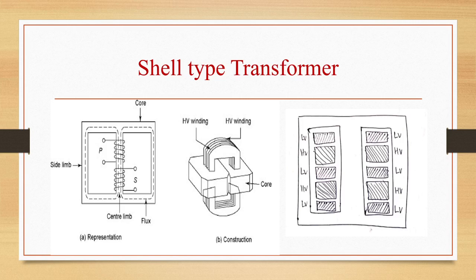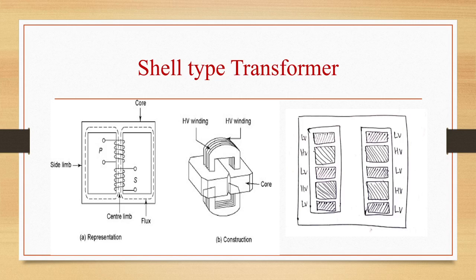So core is laminated, and while arranging the lamination of the core, care is taken that all the joints at alternate layers are staggered, and this can be done to avoid narrow air gap at the joint right through the cross section of the core. So such joints are overlapped or imbricated joints.